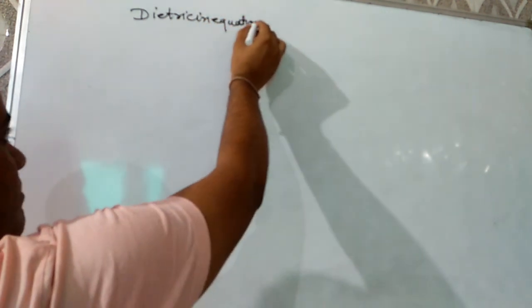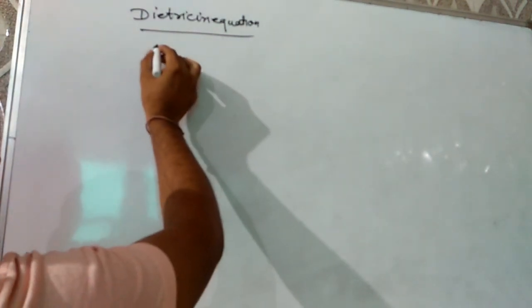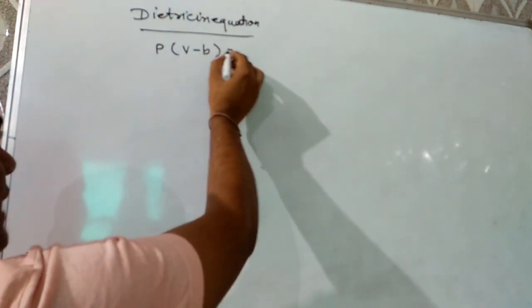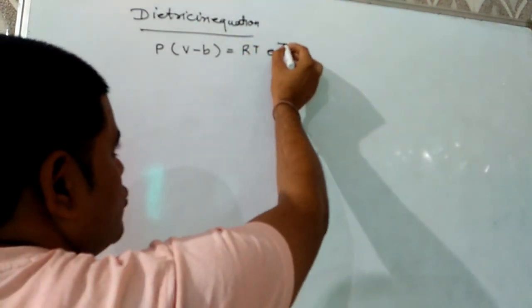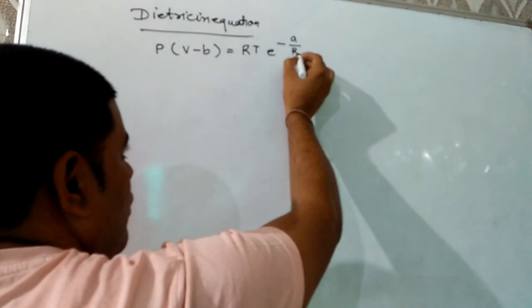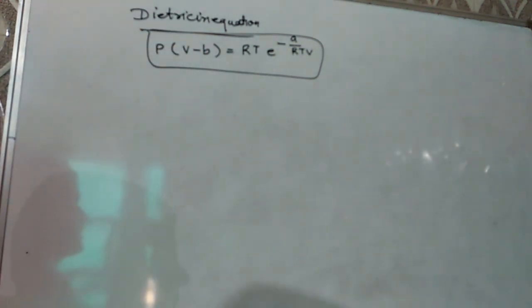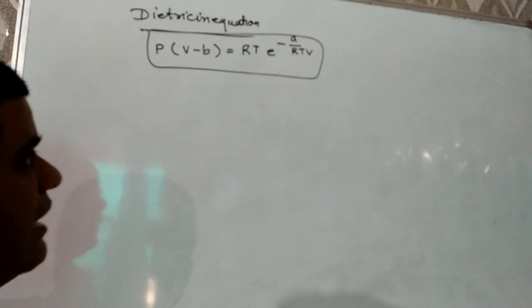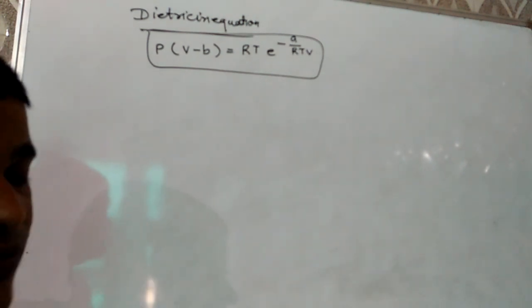Only the mathematical formulation can be asked in your exam, and that equation is P into (V minus b) equals RT into exponential raised to the power minus a over RTV. This equation is known as the Dieterici equation, where P is pressure, V is the volume, a and b are constants, R is the universal gas constant, and T is the temperature.